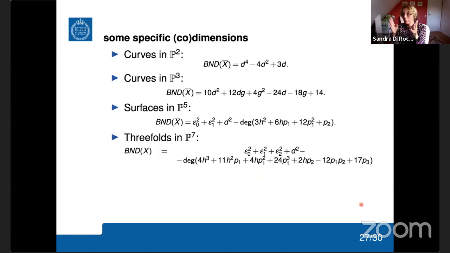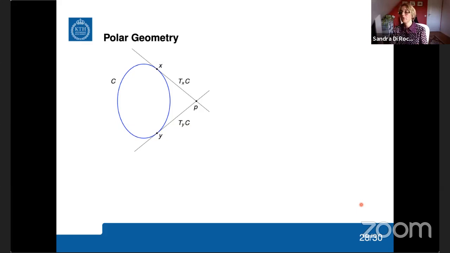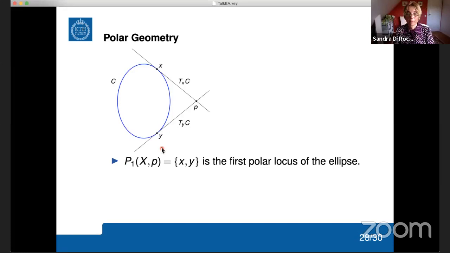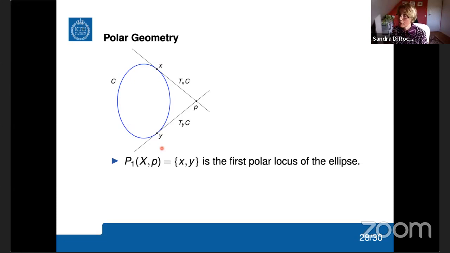So I will not define what a polar class is, but let me just give you one example, and this is a curve. I said the curve in P2, the simplest curve, a conic in P2, you have two polar classes, the curve itself and the first polar class. The first polar class is a bunch of points on the variety. It's codimension one, so on the curve it is a zero-dimensional subvariety. And how do you find it? Well, you pick a generic point P in the ambient space, and you look at all the points on your variety whose tangent line goes through P. There are exactly two, X and Y. So the first polar class for a conic in P2 is a zero-dimensional subvariety of degree 2.